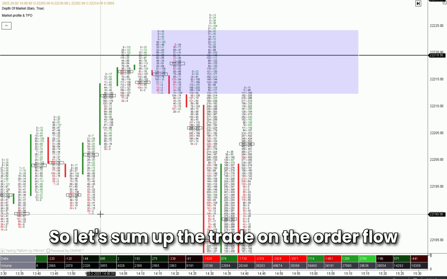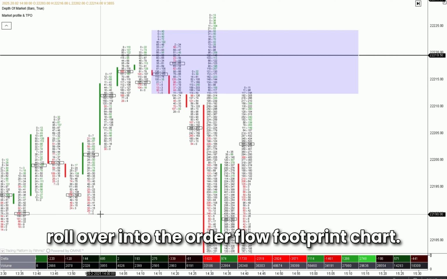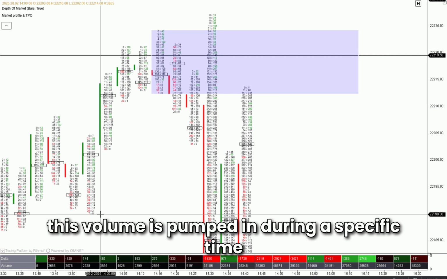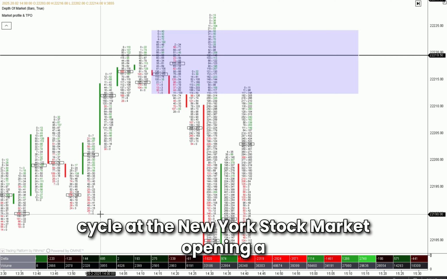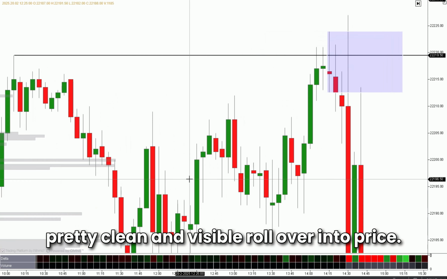So let's sum up the trade on the order flow footprint chart from yesterday, 20th of February. A very clean rollover into the order flow footprint chart. You can see deep inside of these candles how this volume is pumped in during a specific time cycle at the New York stock market opening. A pretty clean and visible rollover into price.